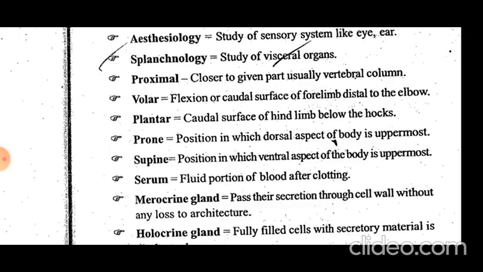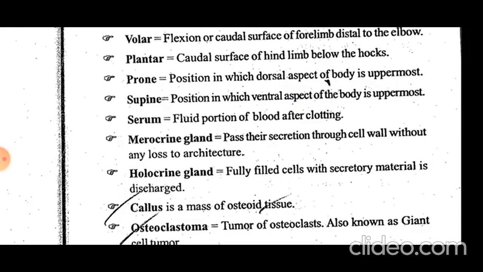Merocrine glands pass their secretion through the cell wall without any loss of architecture. There are different types of glands. In a holocrine gland, the cell fully filled with secretory material is discharged.